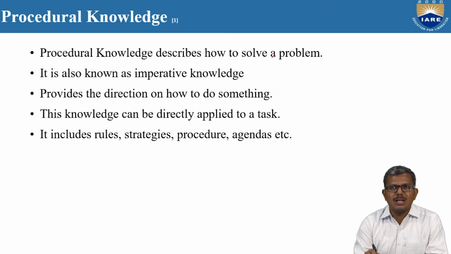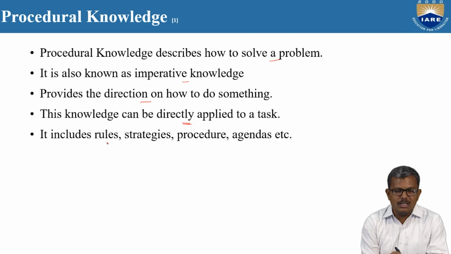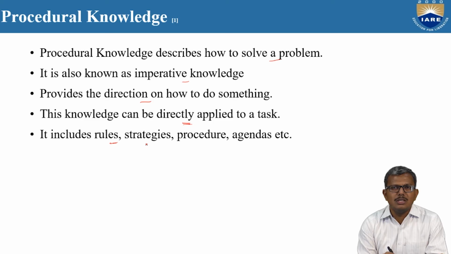Procedural knowledge is going to describe how to solve a particular problem. And we can even call procedural knowledge imperative knowledge also. Means as it is providing the procedure to solve a particular problem, it is going to provide the direction on how to do something. This is the knowledge which we can directly apply to a particular task. So that's why we can consider that procedural knowledge has the information related to the rules, the strategies, the procedures, as well as some agendas.